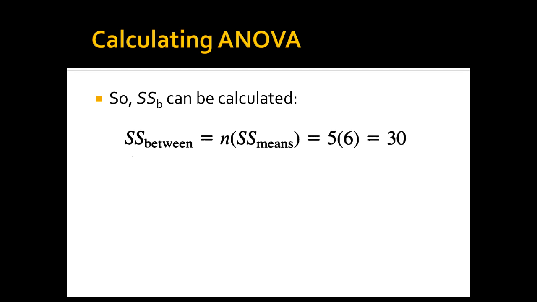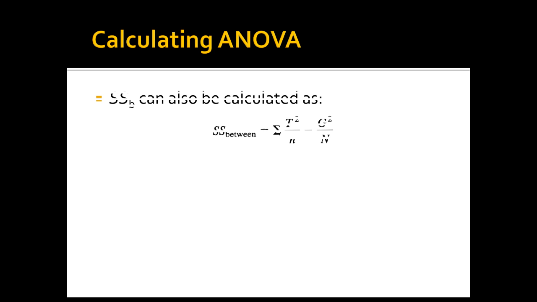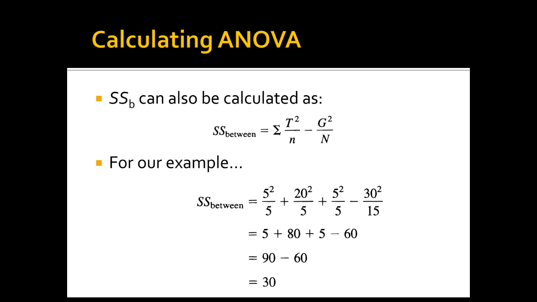So in that sense, sum of squares between can also be calculated with 5 times 6, which equals 30. Alternatively, you can do the summation of T squared over n minus G squared, or grand total squared, over N as well. Just giving you an alternative way of thinking about it. So it would be 5 squared over 5 plus 20 squared over 5, plus 5 squared over 5, minus 30 squared over 5, which results in 5 plus 80 plus 5 minus 60, which is 90 minus 60 and equals 30. So you can arrive at the same conclusion.